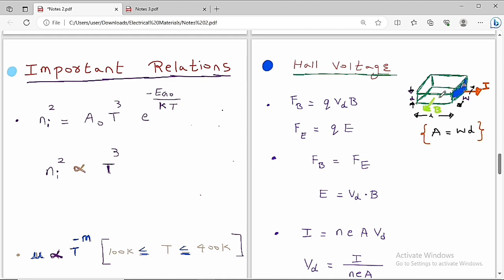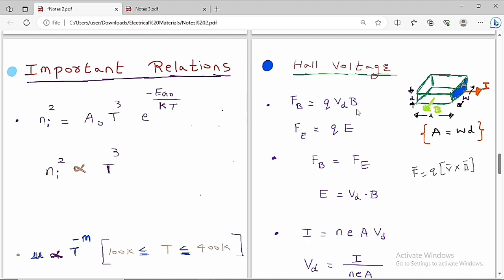Because of the magnetic field, there will be a force. Charges are moving and you are also applying the magnetic field. So definitely there is a magnetic force, which is nothing but Q into Vd into B, where Q is the charge of that particle, V is the velocity and B is the magnetic field. Because you know the basic formula: the magnetic force is equal to Q into V cross B.